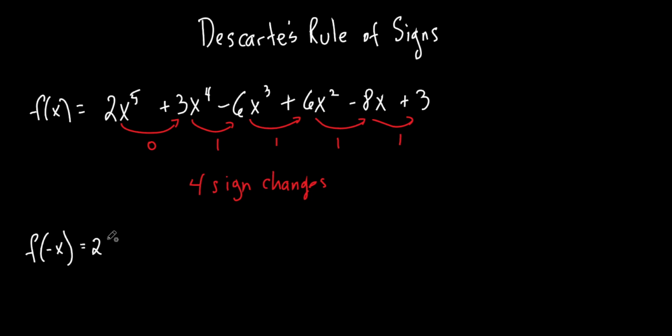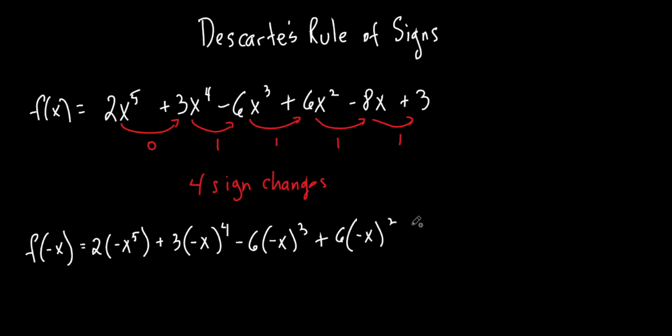This is going to be 2 times negative x to the fifth. You with me? Plus 3 times what? Negative x to the... Actually, I probably should put this outside the parentheses. I didn't there, but that's okay. Minus 6 times negative x to the third, plus 6 times negative x squared, minus 8 times negative x, and then just plus 3. So again, I'm going to do the same exact thing, but now I'm doing it with f of negative x.